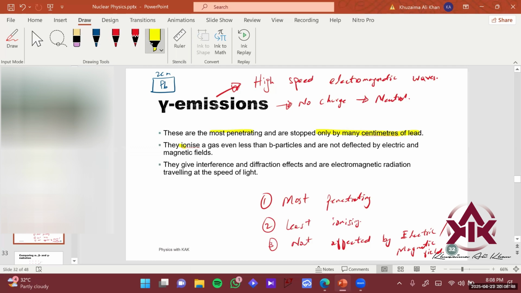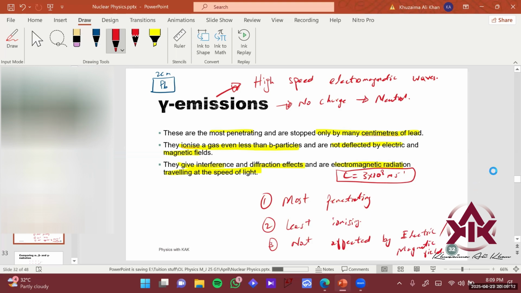They ionize the gas even less than beta particles. They are not deflected by electric and magnetic field lines. They give interference and deflection effects, and they are basically electromagnetic radiation traveling at very high speed, that is the speed of light. And what is the speed of light? You know what is the speed of light? That is 3 times 10 to the 8 meters per second. That is the speed of light.